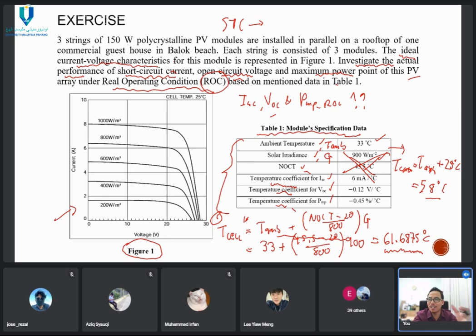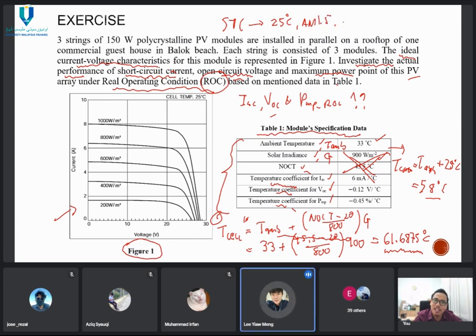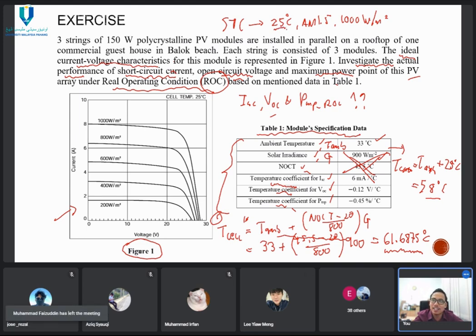Yes, sir. What is the condition for the STC? 25 degrees Celsius. What is the temperature of what? Then AM 1.5. Then 1000 watt per square meter irradiance. What is this 25 degrees, the temperature of what? It's the T-cell, 25 degrees C.